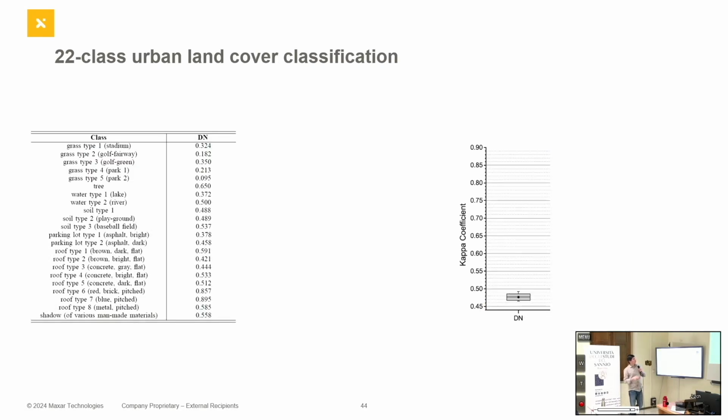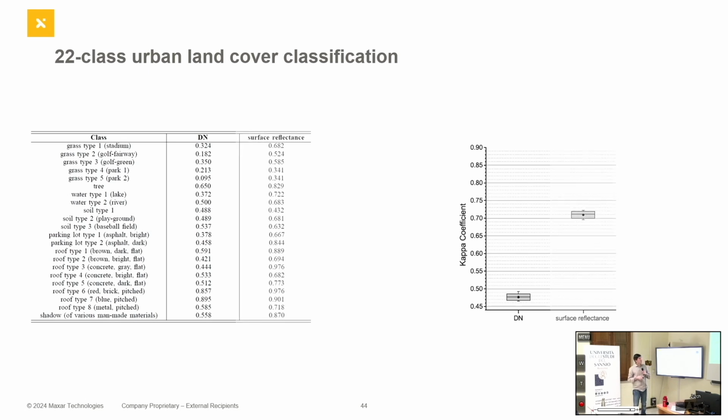When you do this analysis in the end for those 20 plus classes, you get less than 50%, which is not bad. Like 22 classes is pretty difficult, especially because some of those classes were very, very similar. If you use surface reflectance, which again is almost free for you, right? You can get this from Landsat, from Sentinel. You get a bump to over 70% accuracy.